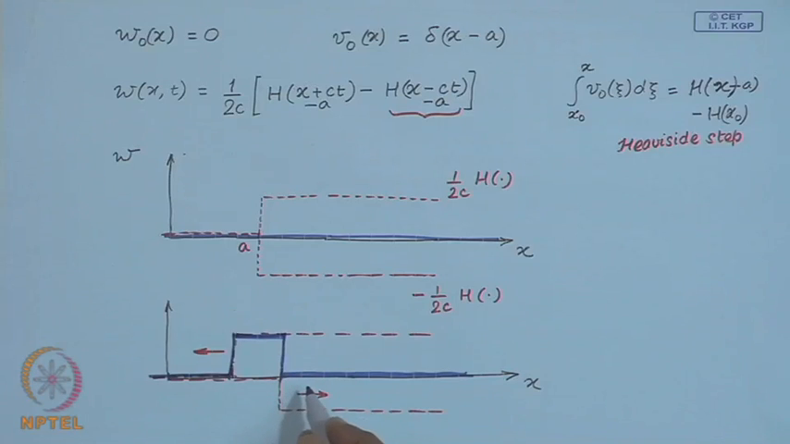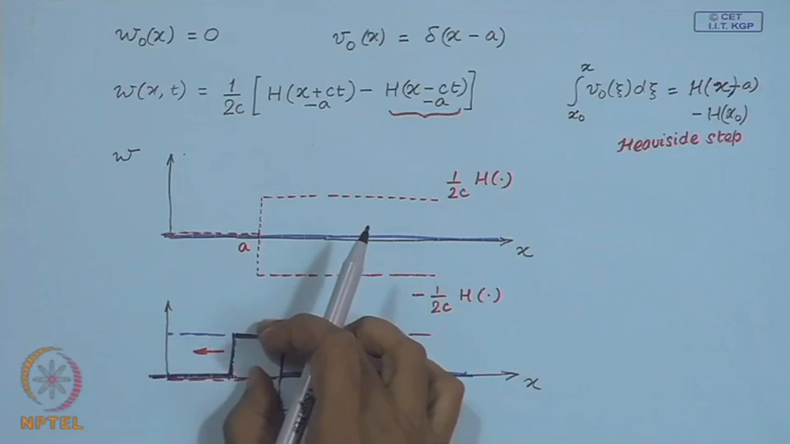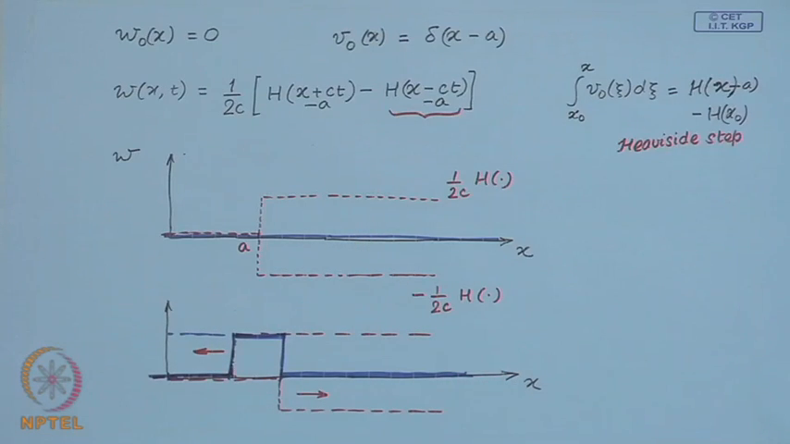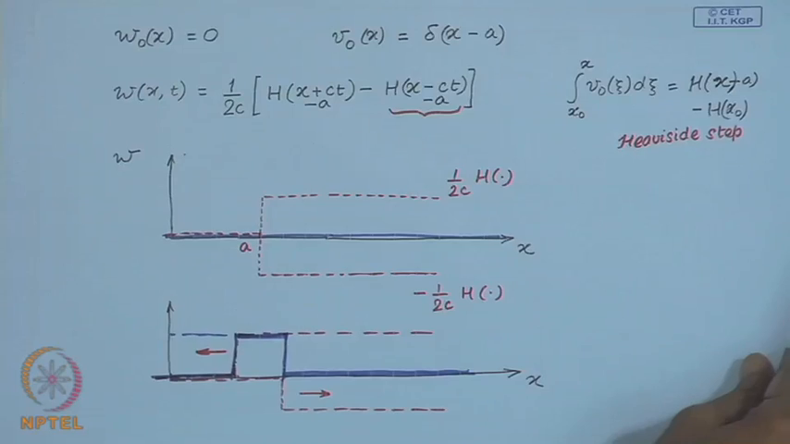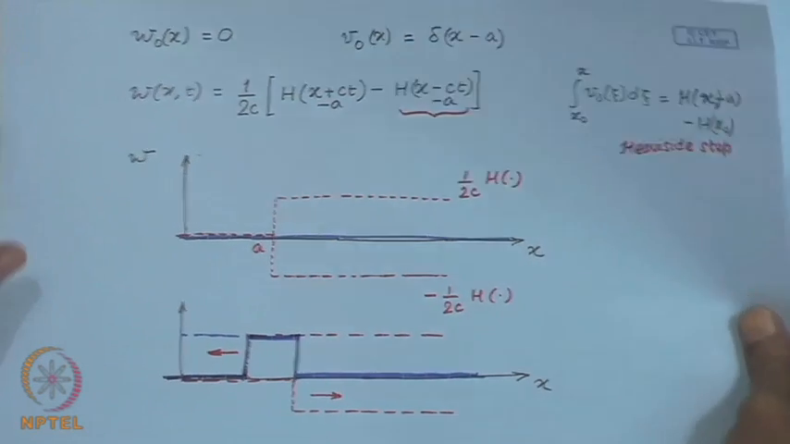And you can see that as time progresses, the string is going to take up a constant deflection, which is given by the height of this. So, this happens to be 1 over 2c. So, this tells us about what happens when we have an initial velocity condition.